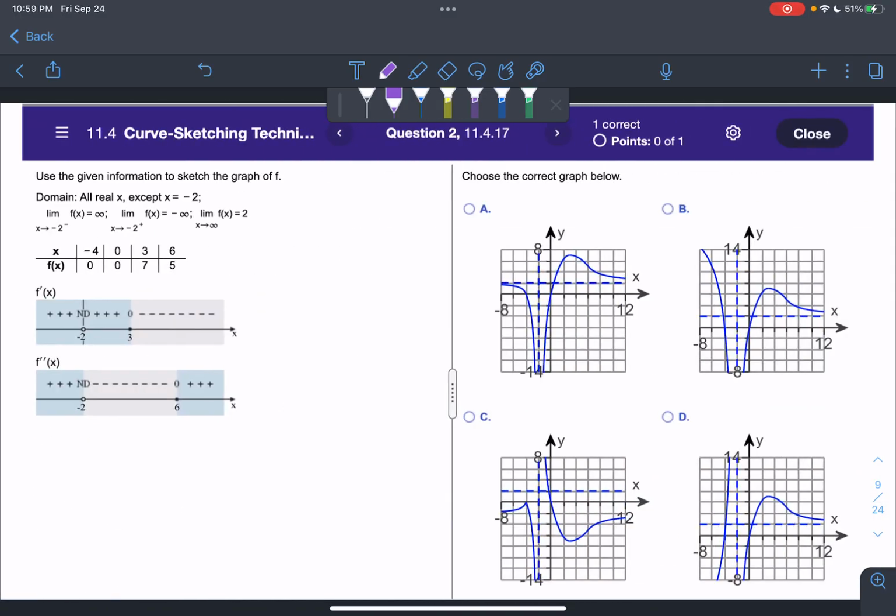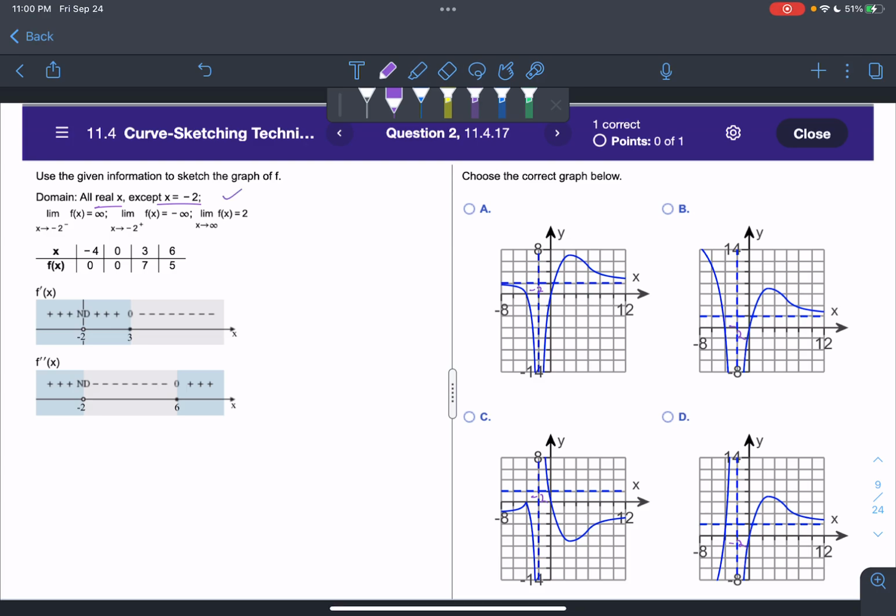Let's do one more. So we have a domain of all real numbers except -2. Let's see, do any of these have -2? Yep. So yeah, the scale is by 2 units. -2 is nowhere, so that's okay.